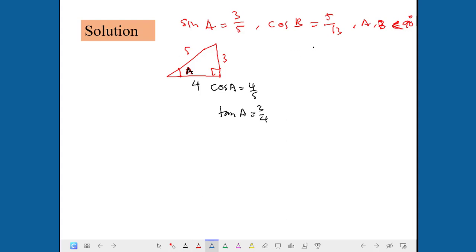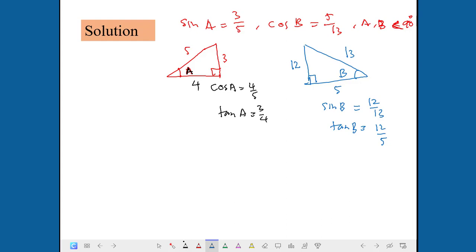For angle B, you can write it like this. It's up to you as long as you understand this is the triangle and this is angle B. Cos B is 5 over 13, and the other side should be 12 using the Pythagoras theorem. So from here, sine B is equal to 12 over 13, and tangent B is equal to 12 over 5.